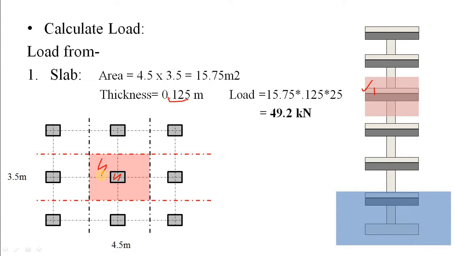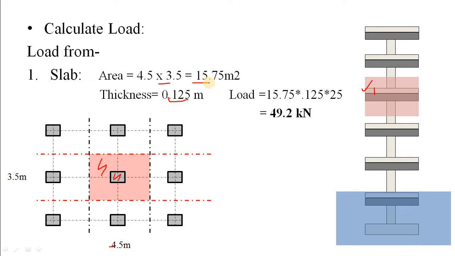And what is the dimension of this area? 3.5 meter by 4.5 meter. So from that you will get the area of your slab as 15.75 meter square. So now assume the density of concrete. The slab is made from concrete.